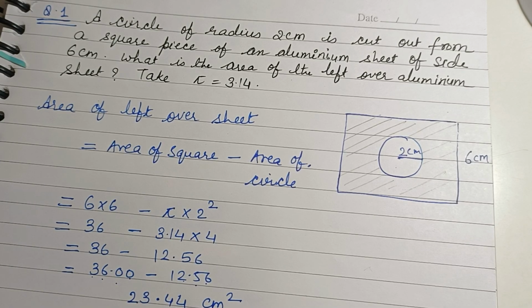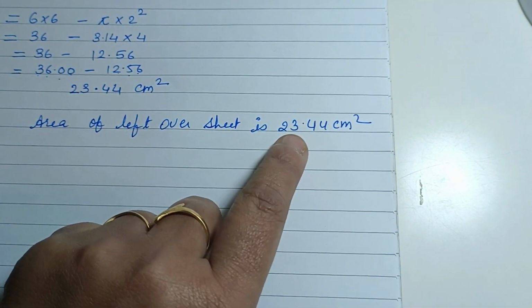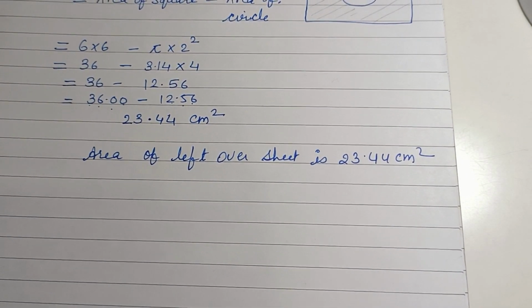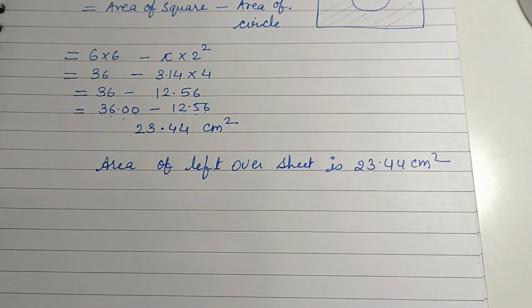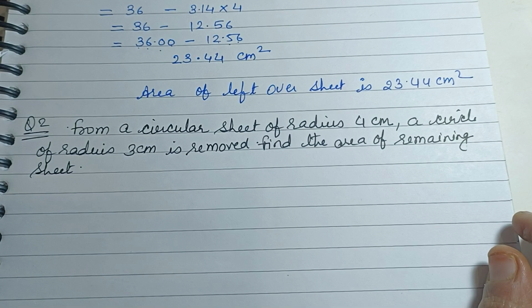And if they are asking the cost of laying the grass in the remaining part, then after finding out the area of this remaining portion, you multiply it with the cost. So in this way you can do these questions. Now we are moving to the next question.